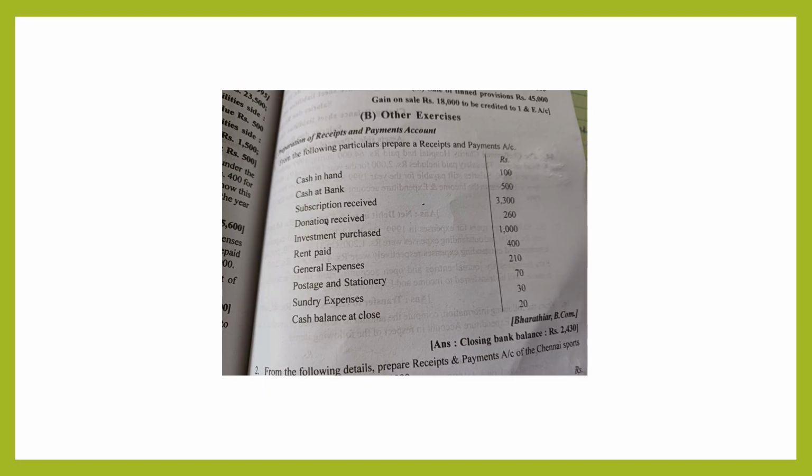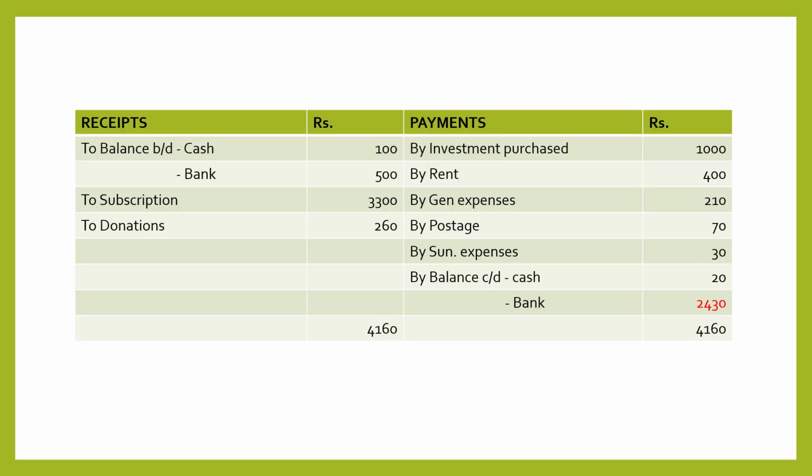Exercise number 1, preparation of receipts and payments account. So here, cash in hand, cash at bank, subscriptions received, donations received, investment purchased, rent paid, general expenses, postage, sundry expenses, cash balance at close. So these are the details given here. Let's discuss.